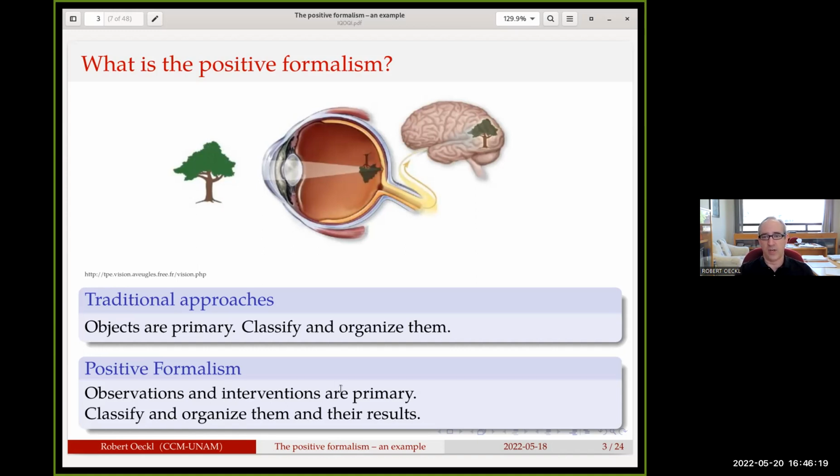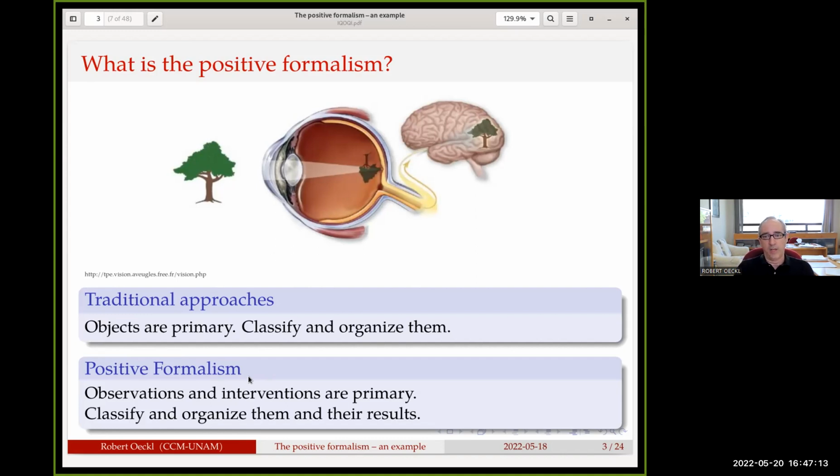And I should add to this also interventions. What this is about is classifying, organizing them and their results. Now, on the transparency, it looks like there's a contrast of the positive formalism to anything else. But of course, that's not the case. This perspective of the positive formalism is really about taking seriously what we've learned with the quantum revolution, with the revolution that overthrew classical physics more or less 100 years ago, where we understood that to understand the physics of the microscopic world, we have to overthrow classical physics.